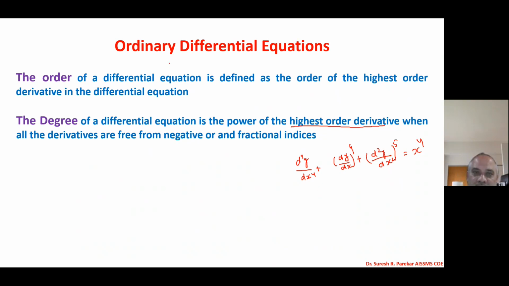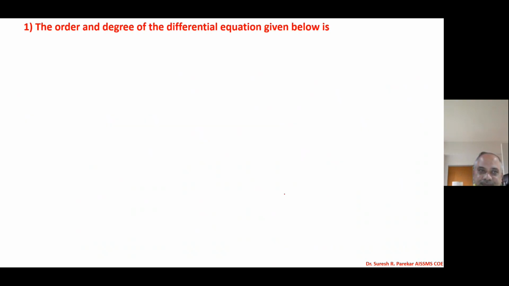First we have to find the order, and the power of that order we are going to call the degree. Here dy by dx has order 1, the second term has order 2, and the first term has order 4. So the highest order is 4, and we have to take the power of this, which is 1. So this equation has order 4 and degree 1. Likewise, we have to find the order and degree of a differential equation.